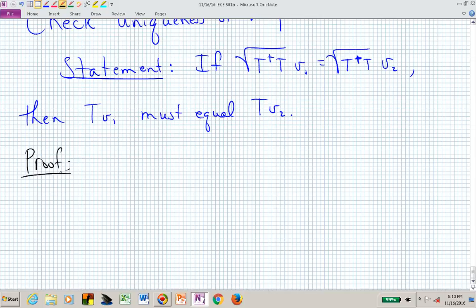Now we kind of have a proof within a proof. What happens when we have tv1 minus tv2? And t is a linear map, a linear operator, so we can factor out the map. We now have t applied to v1 minus v2.